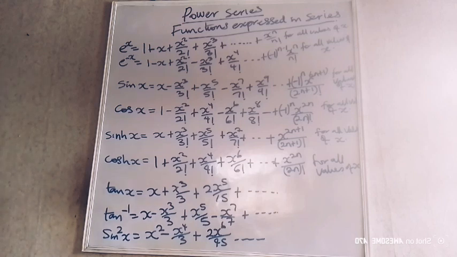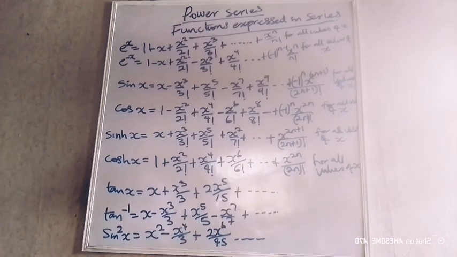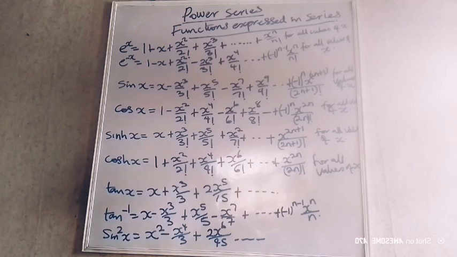For tan x, we have x plus x cubed over 3 plus 2x raised to power 5 over 15, and continues like that. Arc tan x is going to be x minus x cubed over 3 plus x raised to power 5 over 5 minus x raised to power 7 over 7, and it will continue like that. So tan x is equal to x plus x cubed over 3 plus 2x raised to power 5 over 15 plus, and continue like that.